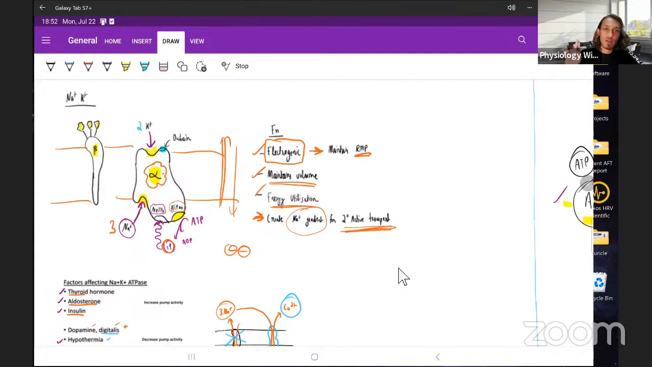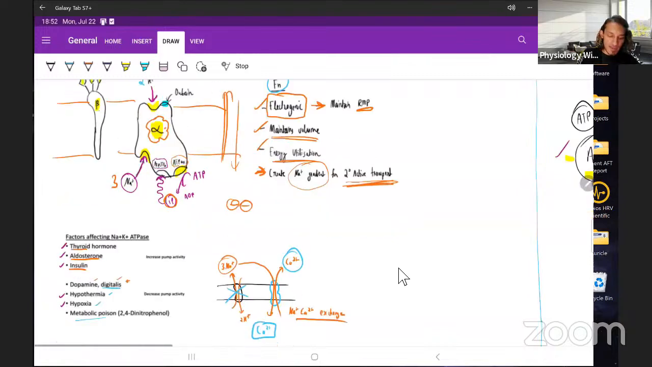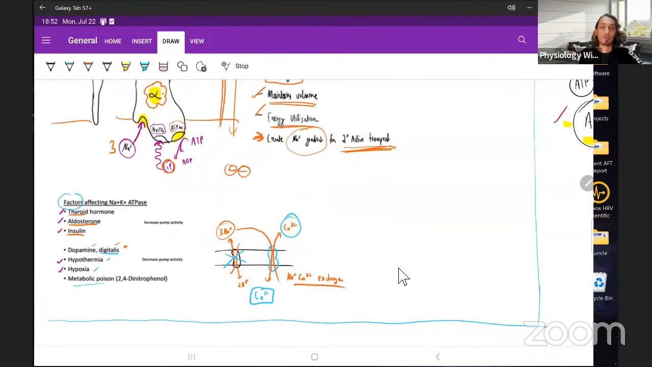So again, I'm just repeating because this is a very important question. Sodium potassium ATPase, if a question is coming, you talk about alpha, beta. Okay. You talk about the diagram, mechanism of action. You talk about the functions and then the factors affecting.